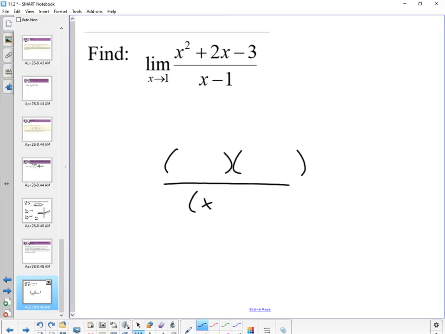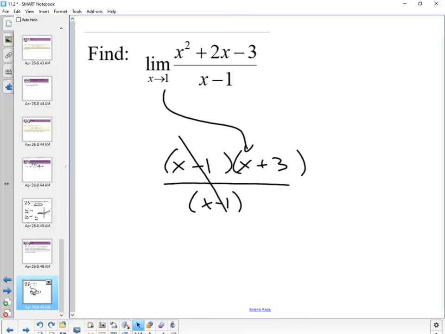In the bottom, I still have x minus 1. Does the numerator factor? Yes, it's going to factor into x minus 1 and x plus 3. Is that correct? Cool. So check it out: removable discontinuity. What's my limit going to be? We're still plugging in 1. 1 plus 3 makes 4. So the limit as x approaches 1 for this nastiness is 4. Does it equal 4? No, it approaches 4. There's a hole there, just like we had before.